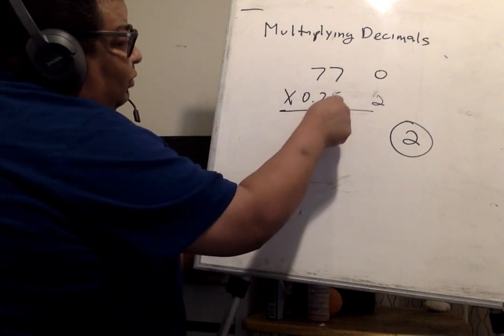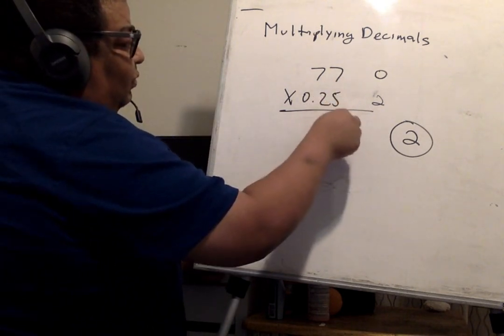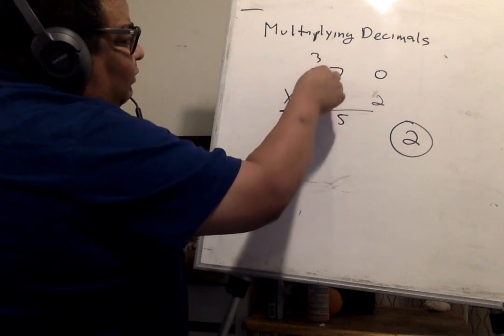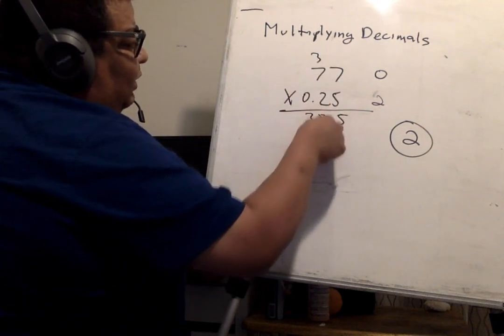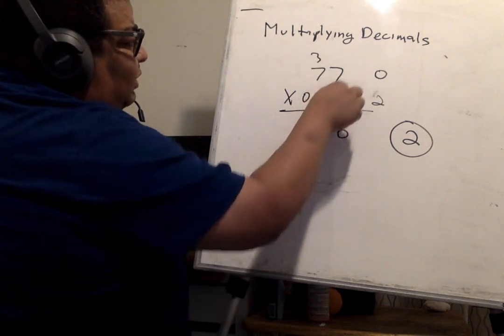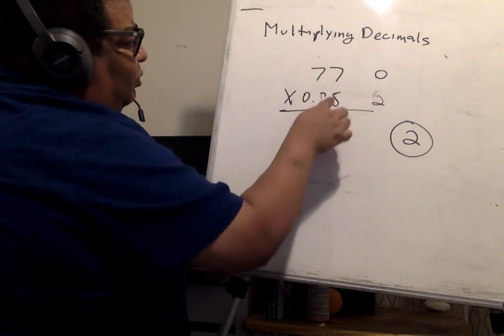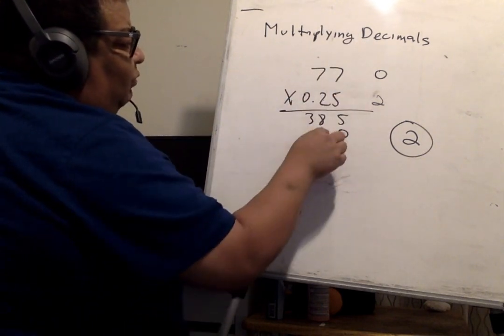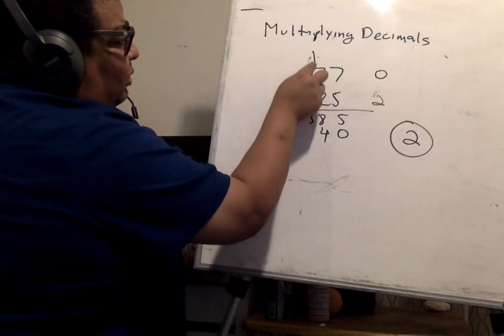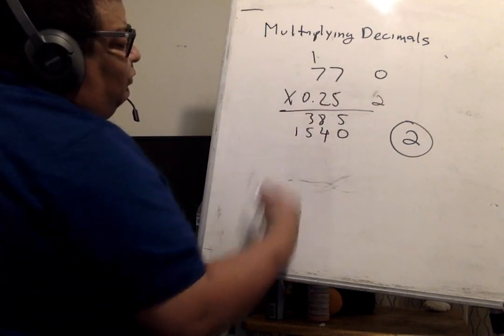Now we go. 5 times 7, 35. Carry 3. 5 times 7, 35 plus 3, 38. Second row, put a 0. Then we do 2 times 7. So we erase here. We do 2 times 7, 14. Carry 1. 2 times 7, 14 plus 1, 15.